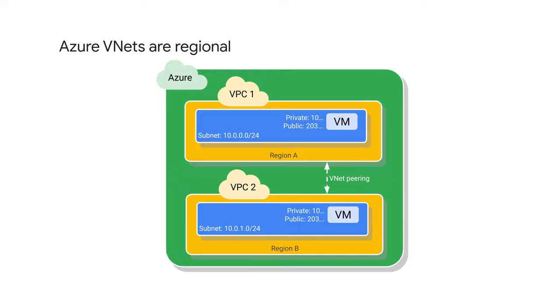VNets have a slightly different internal structure to VPCs. The VNets are not global like VPC. Instead, each VNet is built in a region and contains one or more subnets. Multiple VNets from different regions can be connected together using virtual network peering.